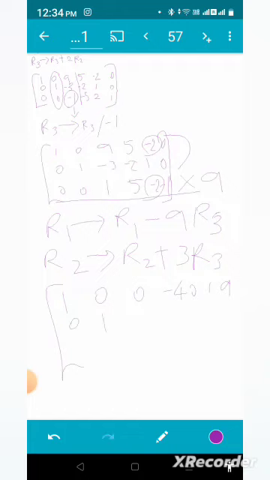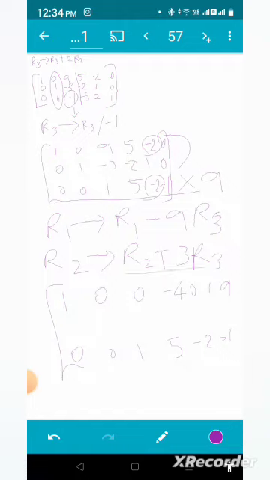0 1 minus 3 minus 2 1 0. The third row is not changed: 0 0 1 5 minus 2 minus 1.